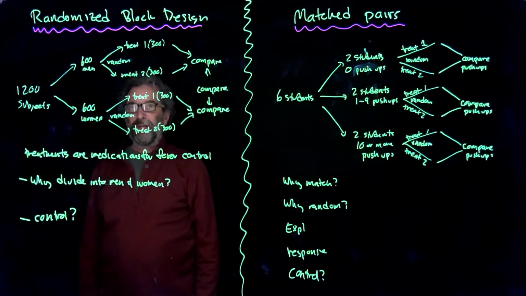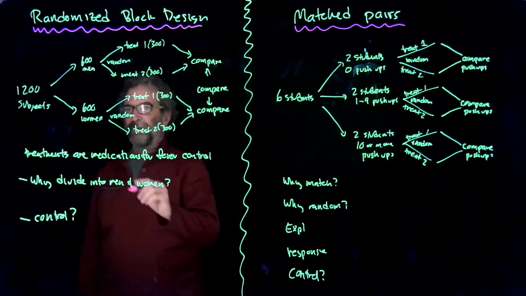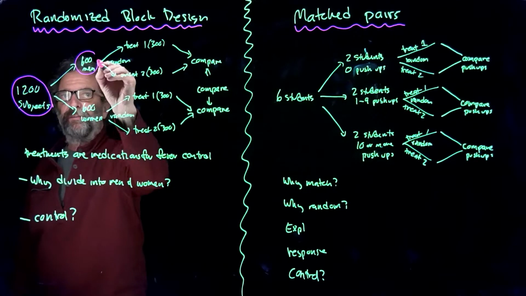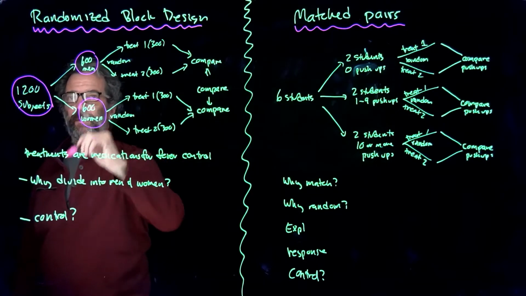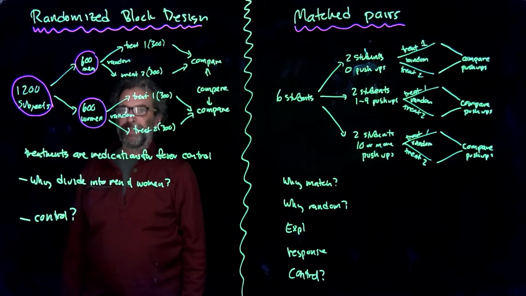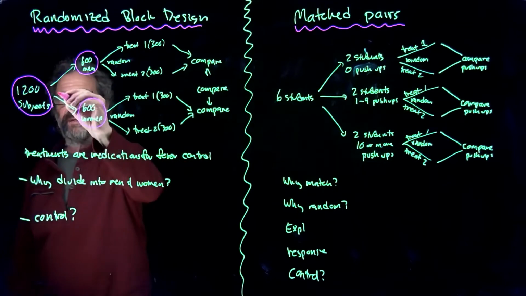So the randomized block design involves taking your subjects, dividing them into two groups, or more groups, based on a possible explanatory variable. So this is not random here.